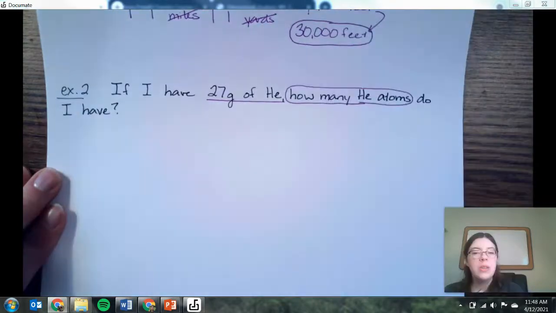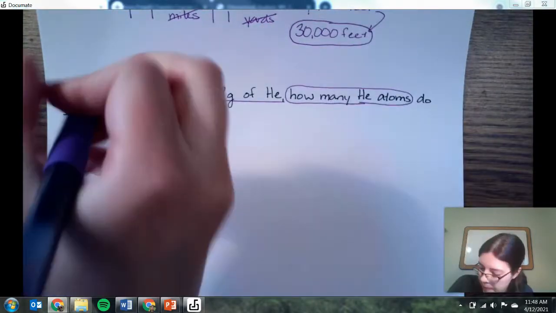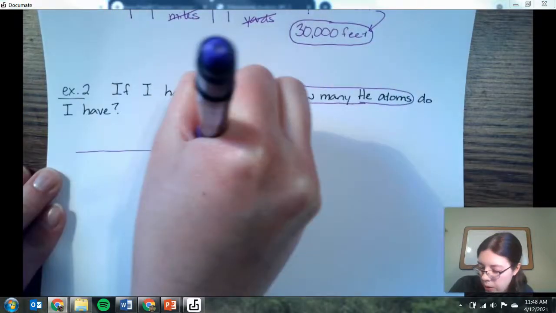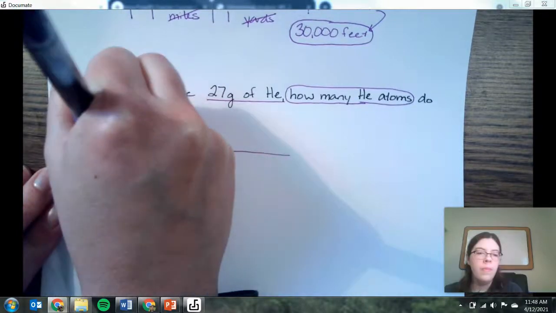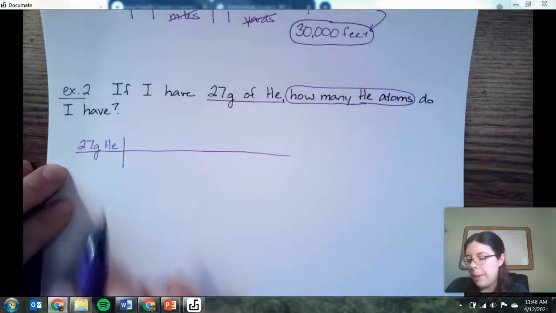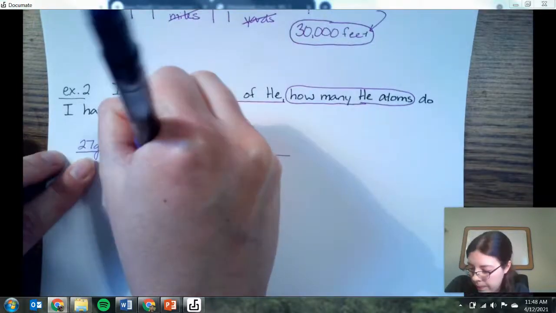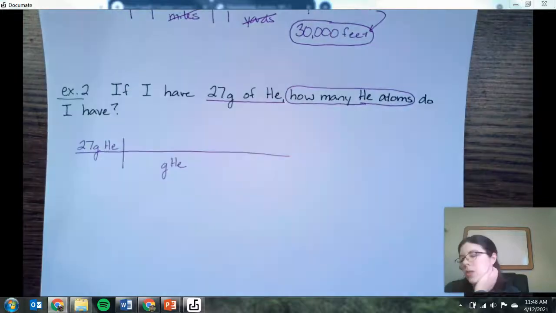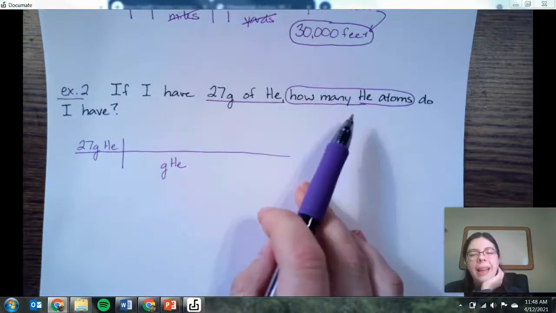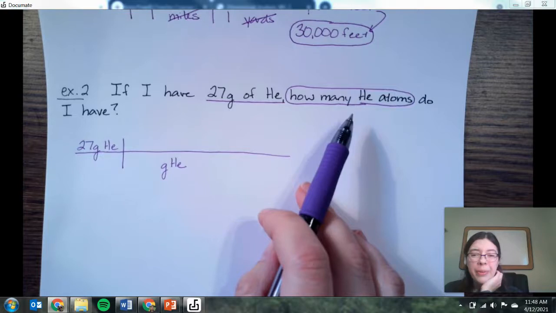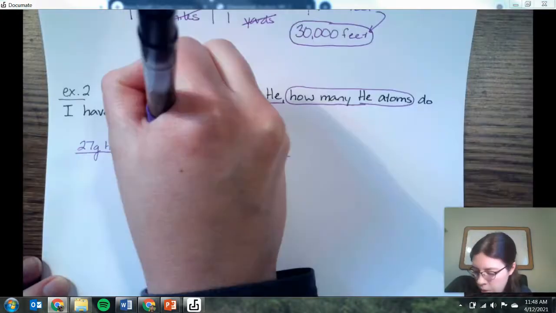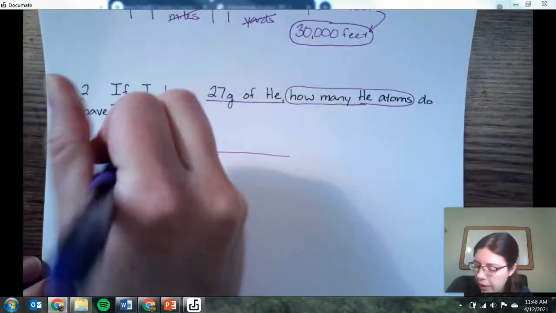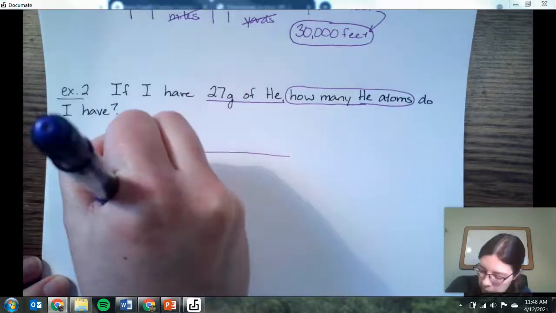Okay, so I'm going to start to set up my factor label table. My given, the thing I underline, always goes in the first spot. So that's going to be 27 grams, right there. Now if I have grams of helium up top, I need grams of helium on the bottom. So now if I think about this, grams to number of atoms, I don't have anything that directly relates those two things. But in chemistry, the central idea is always the mole. So I can go from grams to moles, and that uses the conversion factor of molar mass.